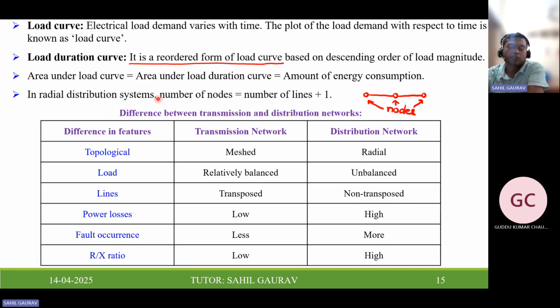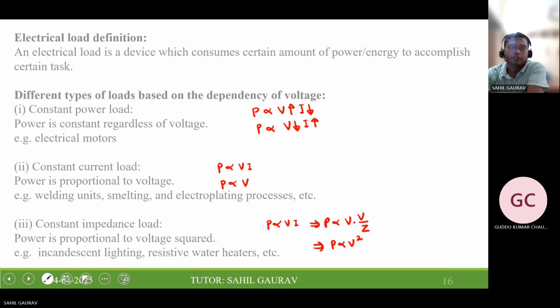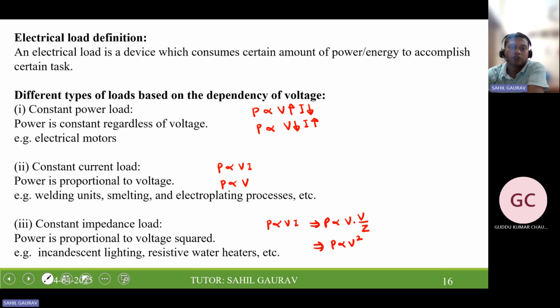In a radial system, number of nodes is equal to number of lines plus one. So here you can see there are 3 nodes and we have 2 lines. And we have already seen the difference between transmission and distribution network. And this we have also seen.